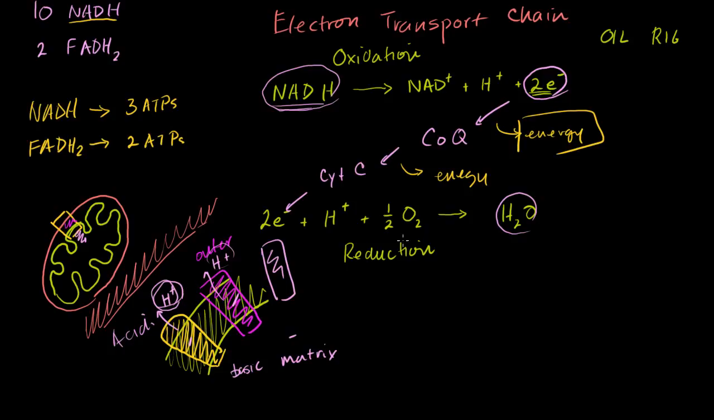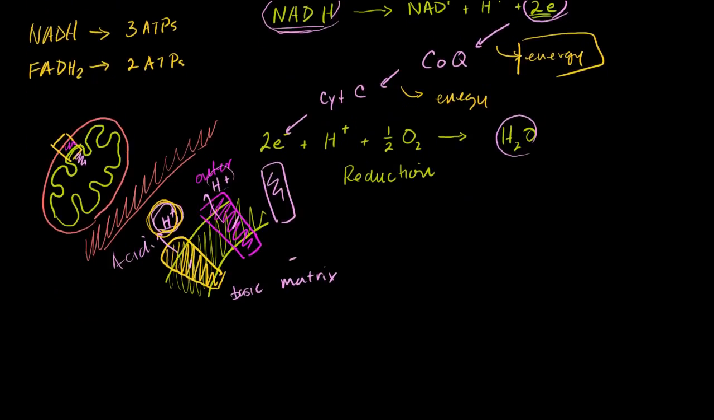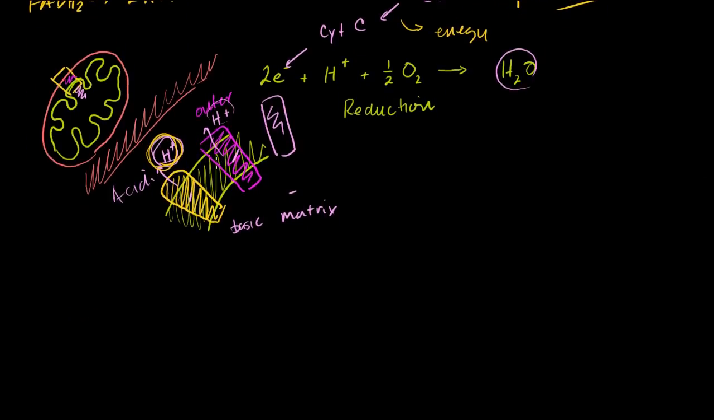Now, once that gradient forms, these guys want to get back in to the matrix. And that is where the ATPs are formed. There's a protein that also spans this. Let me draw. Remember, this is all this inner membrane right here. Let me draw it a little bit bigger. So that's our inner membrane, our cristae right there.